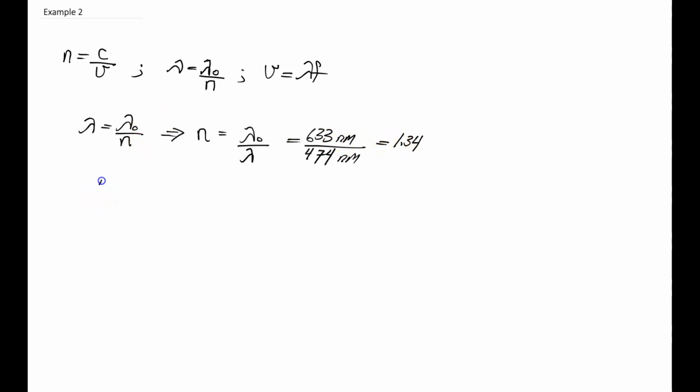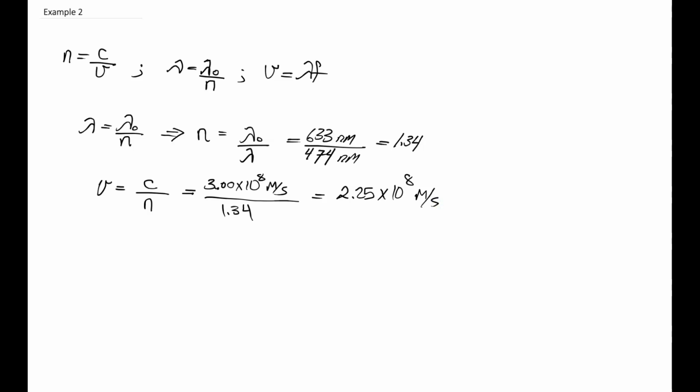Now if we want to find the velocity of the wave in the medium, we can use that the velocity, from the first equation we wrote, is c over n, which would equal 3 times 10 to the 8th meters per second divided by 1.34, which is about 2.25 times 10 to the 8th meters per second.